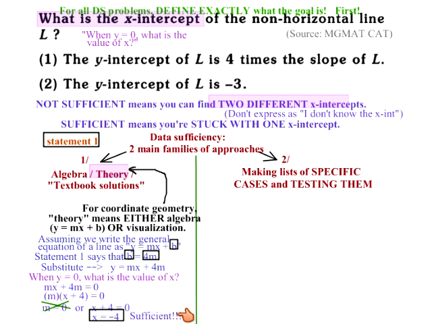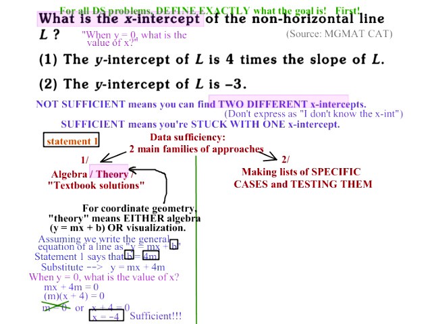Keep that in mind, because a lot of these problems work like that. They're very good at writing data sufficiency problems where you find exactly what you are looking for and that's it, because they want to make sure that you are focused on a goal. So you're not going to find everything. If the question says this, then it is a virtual certainty that you are not going to find where the line is. So, if the algebra approach doesn't work for you, it's not a big deal. Just switch to making lists of cases and testing those.